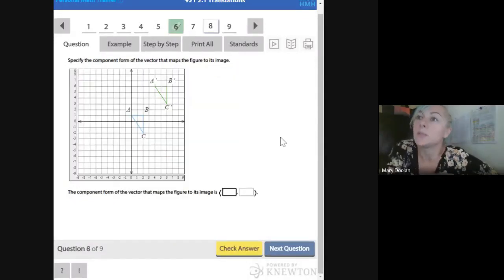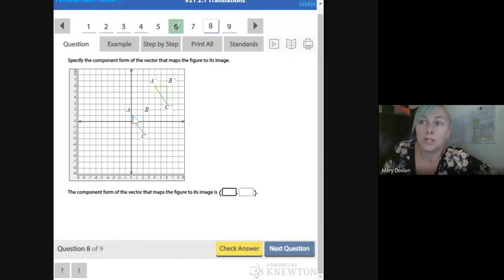All right, so on this one, it says specify the component form of the vector. All right, so down here, this is the component form of the vector notation with these little pointy parentheses that maps the figure to its image. So it's not specifically telling you which one's the pre-image and the image, but when you are given ABC and A prime, B prime, C prime, ABC is the pre-image, and then A prime, B prime, C prime is the image. So we want to know, how do we get from the blue triangle to the green triangle?